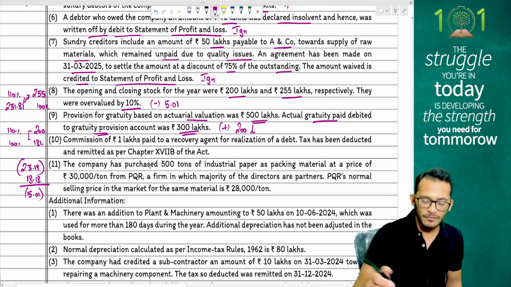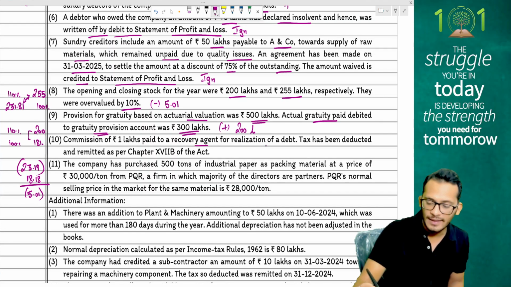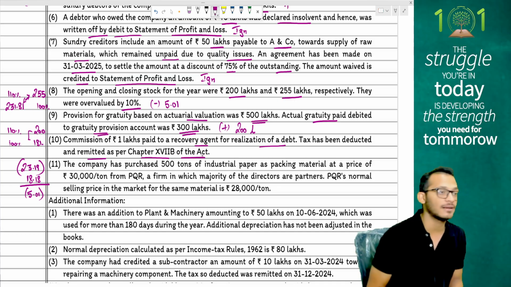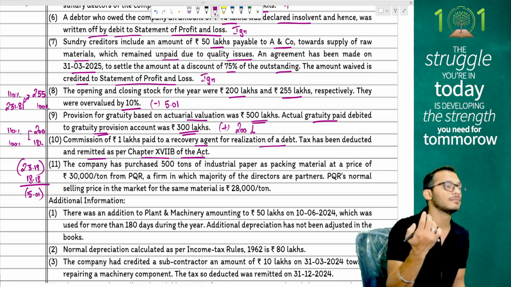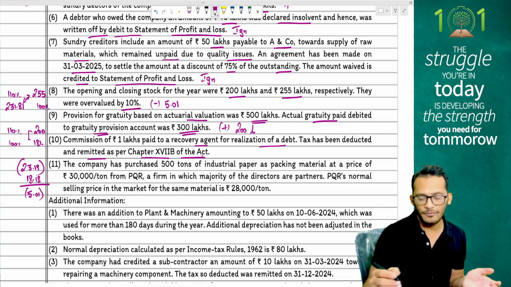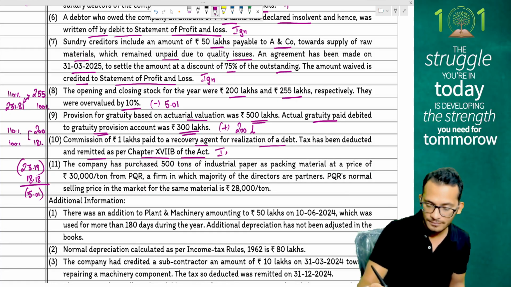Next, commission of 1 lakh rupees paid to recovery agent for realization of a debt. Tax has been deducted and remitted as per Chapter 17B of the Act. They are saying commission paid and TDS deducted, meaning everything is done. Therefore, that's all.